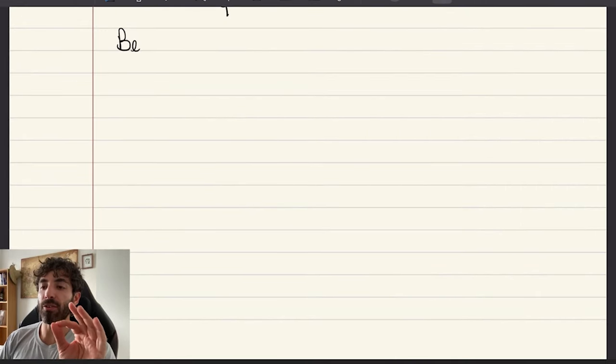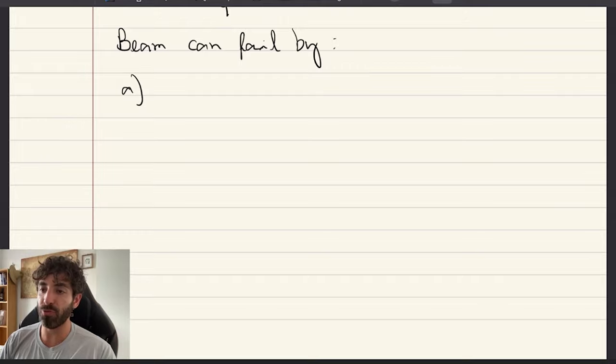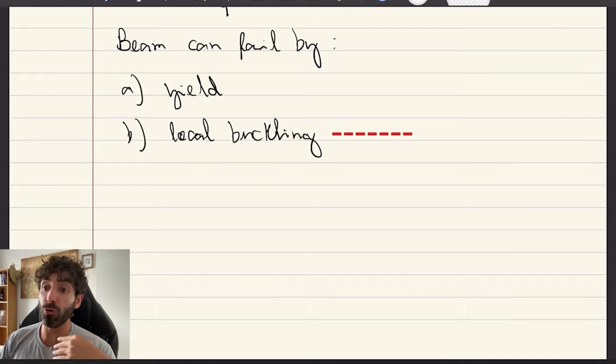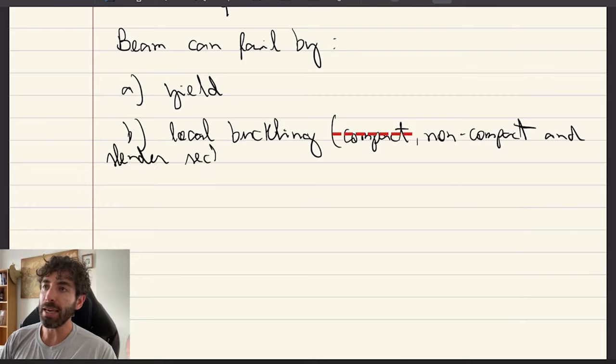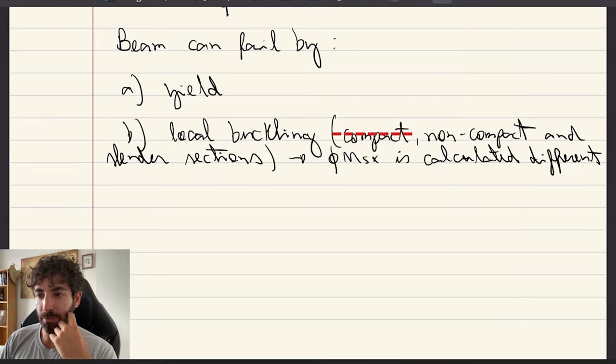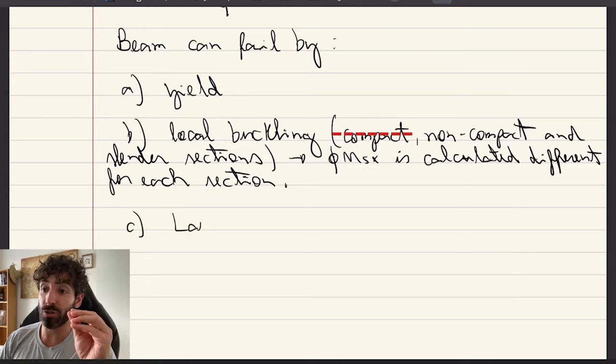A beam can fail for quite a few reasons. Okay, one of them is yielding. You must have studied that at uni before. That happens to compact sections, and these beams will develop the full cross-section plastic moment and will not buckle. It can also fail by local buckling, which happens to non-compact and slender sections. It could fail by lateral torsional buckling.